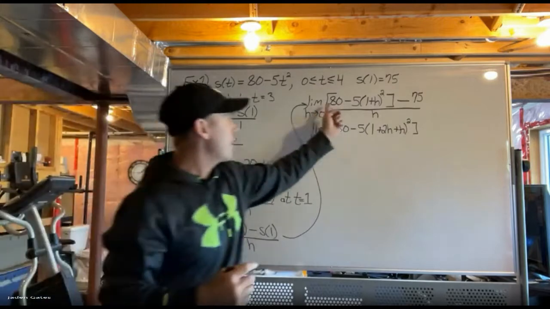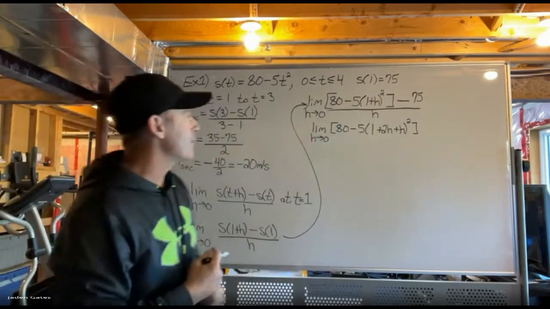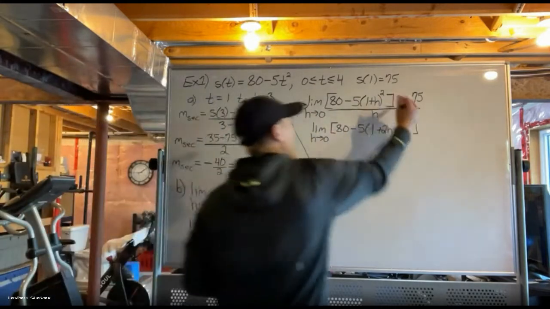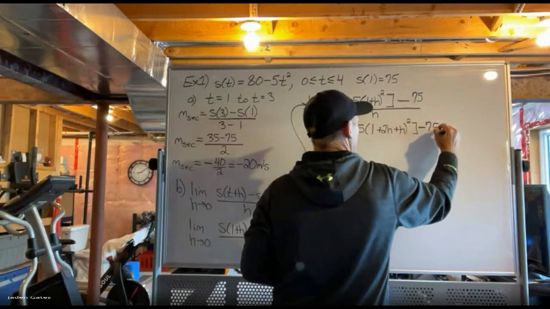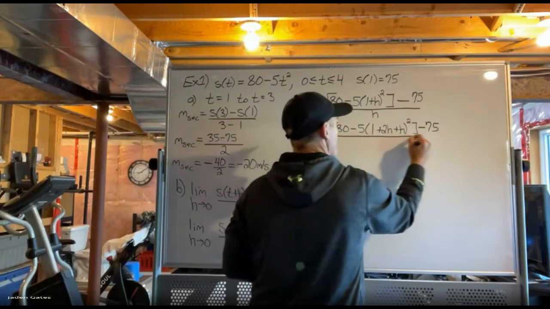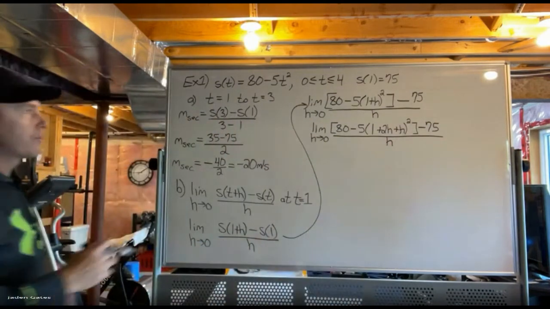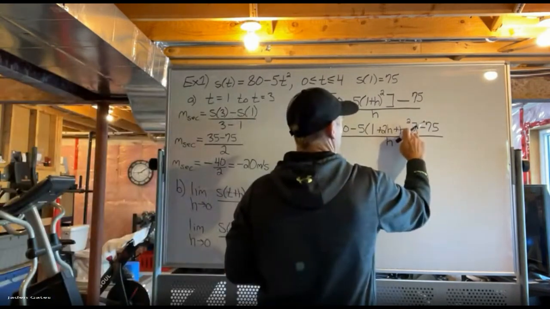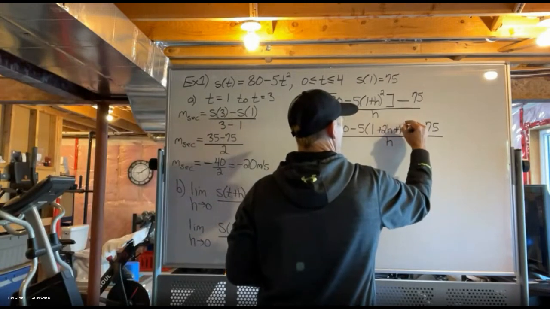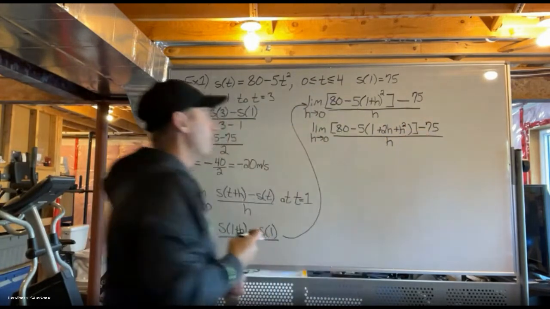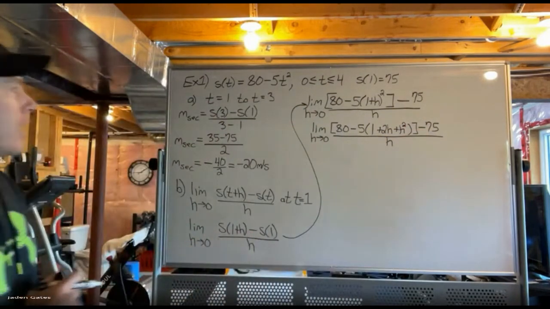So I'm just expanding what I have inside those square brackets, and I can't forget my minus 75 over there. And of course, the problem is this is all divided by h. That's h squared, and that's in brackets. There we go.